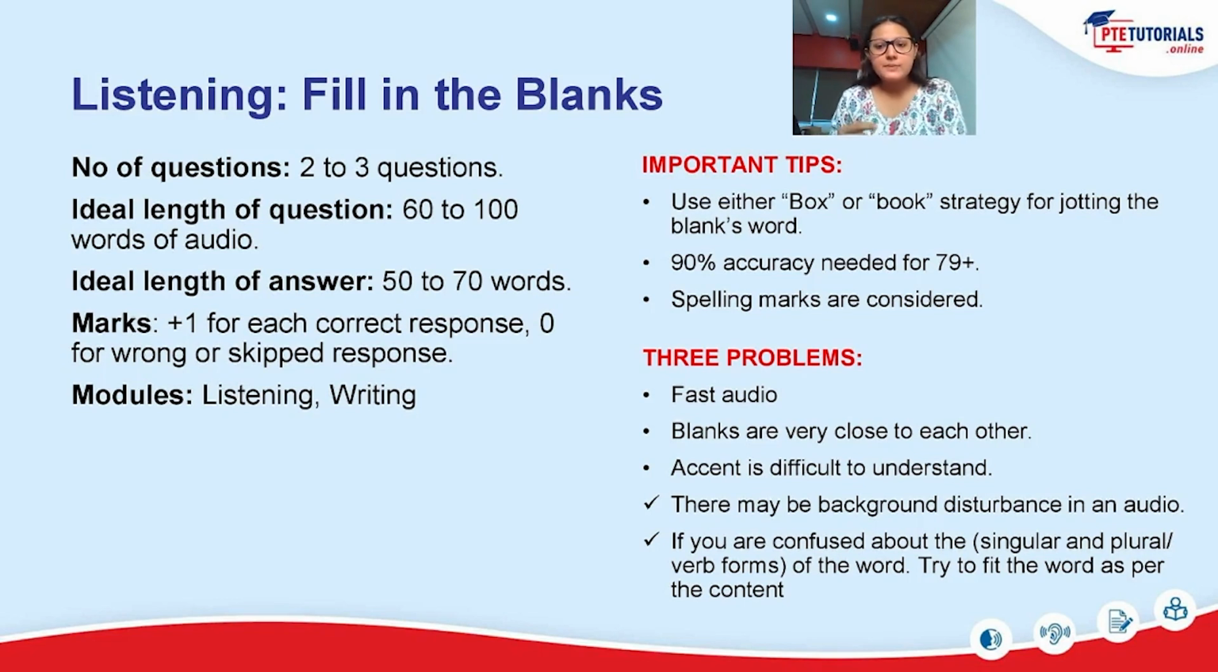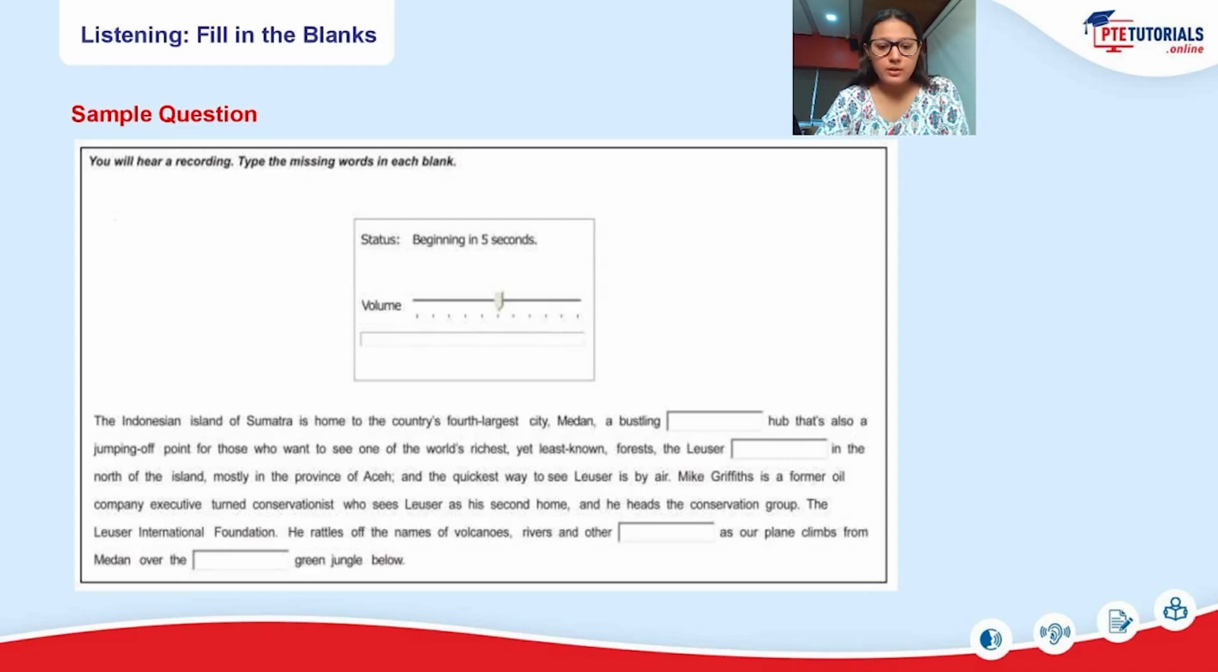Alright, 90% accuracy is needed for 79 plus. Spellings are considered, they are very, very important. These are the problems which students face in the listening fill in the blanks. Fast audio is a problem. The blanks are very, very close to each other. Difficult accent and speed are also problems for listening fill in the blanks.